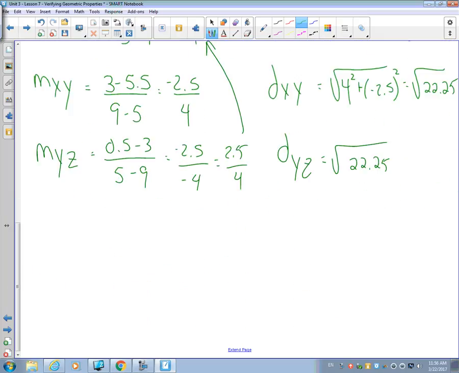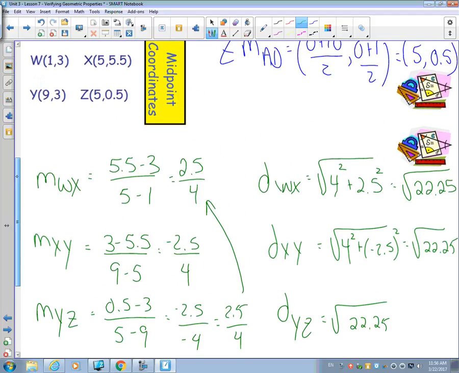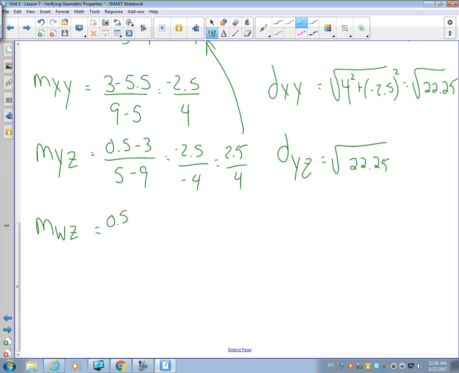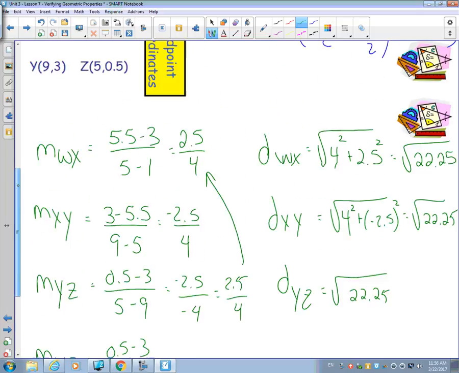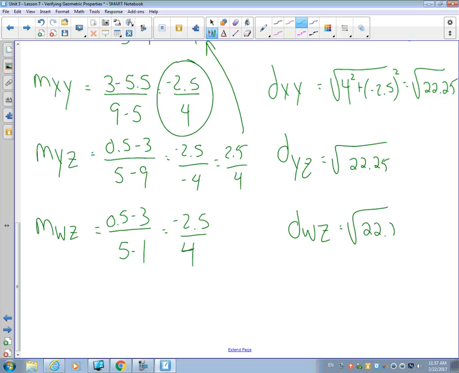Okay, last piece. We need the slope from the beginning, which is W, to Z. So we got 3 minus 0.5, or 0.5 minus 3. And on the bottom, we're going to have 5 minus 1. That gives me negative 2.5 over 4. Okay, I've seen those numbers before. They're right here. So I know the distance from W to Z is the root of 22.25. Same answer we had here.